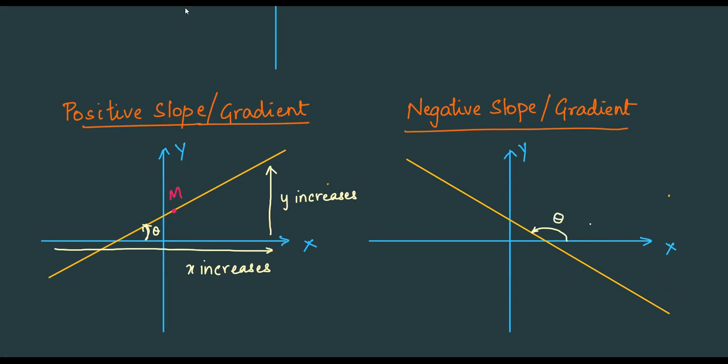Again, you take a point M on the line, and you're moving in the positive direction of x. Always we move in the positive direction of x. When we move in the positive direction of x, that means M is moving from left to right along this line. What is happening to the values of y? The values of y are decreasing. Correct? x increases and y decreases.